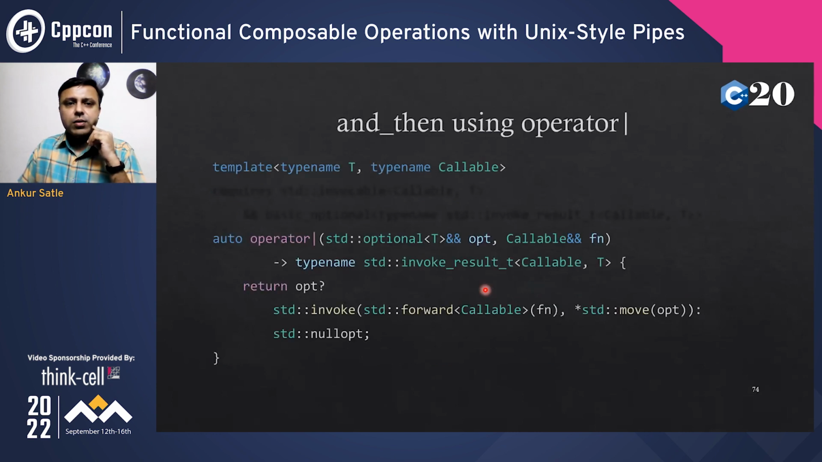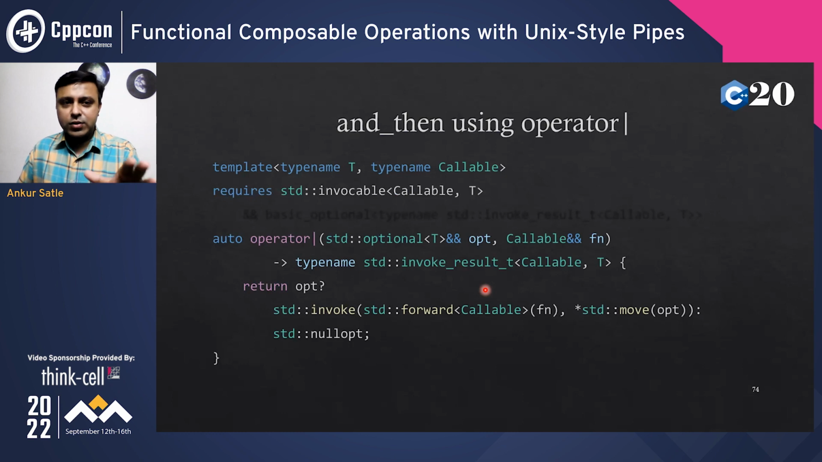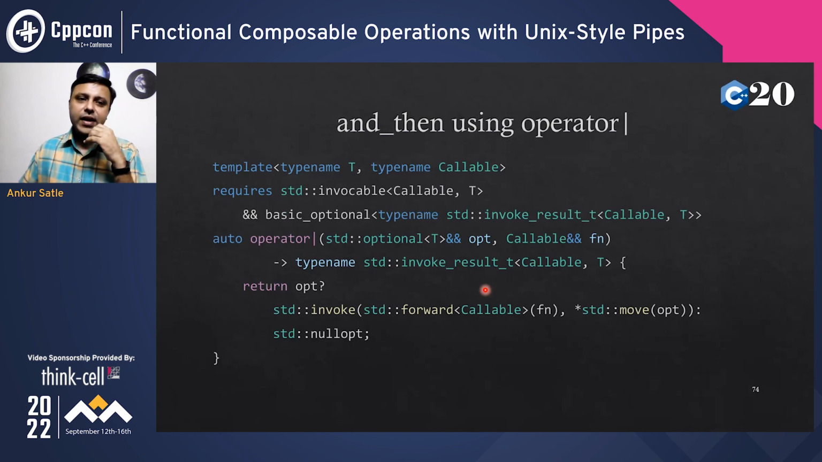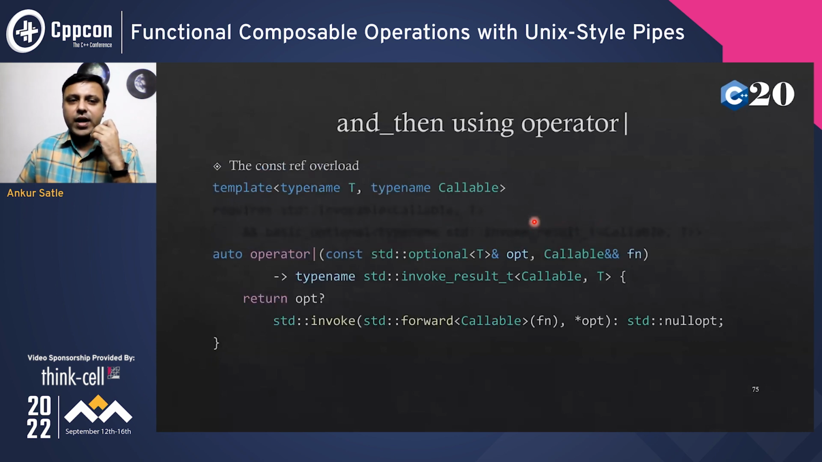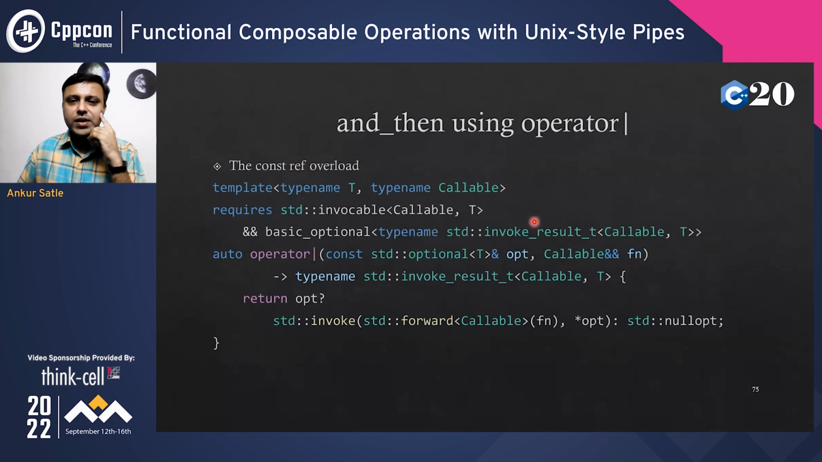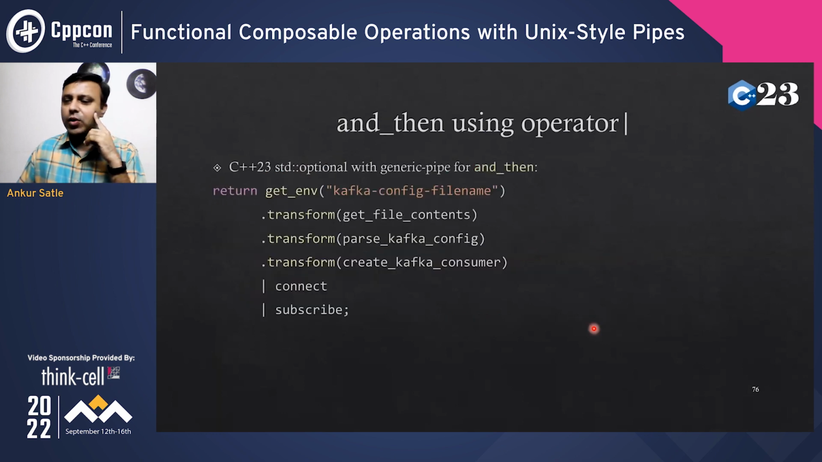Okay, so now we can have our same operator as before, but of course we want to add on to this invocable constraint. We want to also add that the return type is a basic optional. So whatever the return type is, it follows all that interface. All right. And the const ref overload for this would be similar, just that you don't move out of the optional. And there we have it: all the and_thens are now replaceable by the operator that we just implemented.